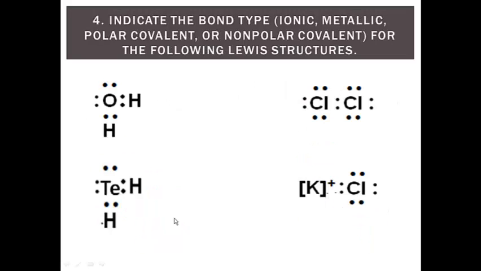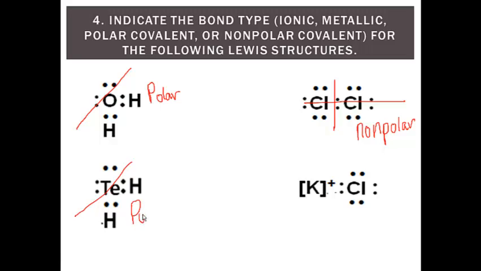Indicate the bond type for the following Lewis structures. So again, if I cut it in half this way, not the same on both sides, so that's polar. If I cut this in half, no matter how I do it, nonpolar, it's the same. This guy right here, polar. This one right here is kind of a trick, because it's different on 2 sides, so we want to say that it's polar.